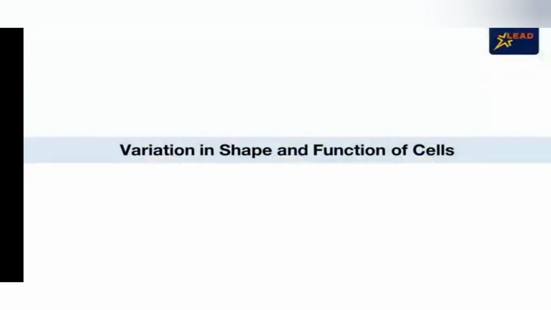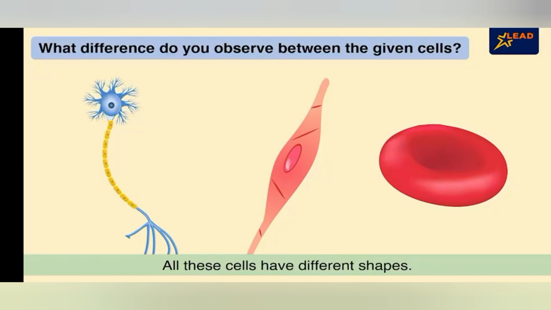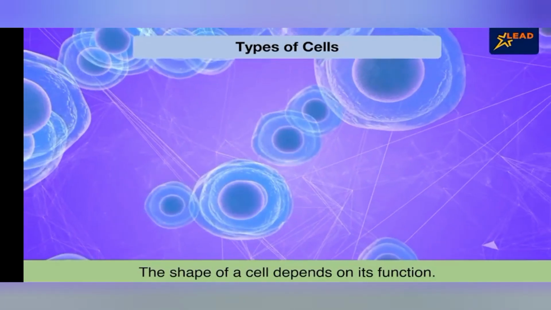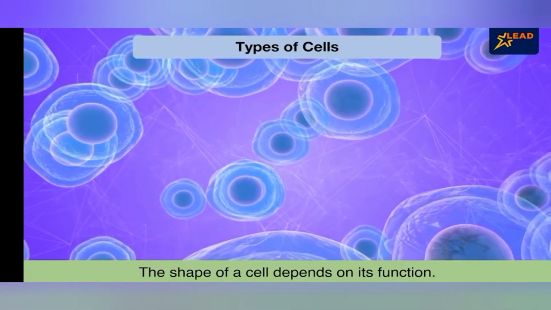Hello students! Today we will learn about the variation in shape and function of cells. What difference do you observe in the cells given here? All these cells have different shapes. The shape of a cell depends on its function. Let us look at the shapes and functions of a few cells.